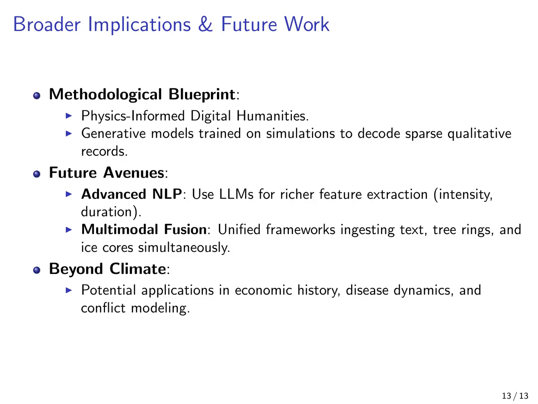So, let's zoom out. What are the broader implications of all this? Because it really goes way beyond just this one dataset. You can just see the avenues for future work branching out from here. I mean, the low-hanging fruit is obvious. Use a modern LLM to do way more sophisticated feature extraction from the texts, right? Not just flood or drought, but maybe intensity, duration. You could, of course, take this whole framework and apply it to other historical archives around the globe. But the really big idea for us, I think, is this blueprint for multimodal data fusion. Imagine a unified AI framework that can ingest text, tree ring data, ice cores all at once. This really feels like the beginning of a whole new paradigm, something like physics-informed digital humanities.